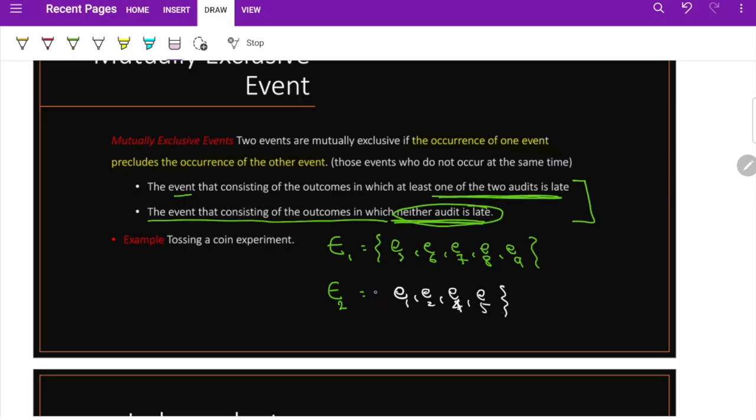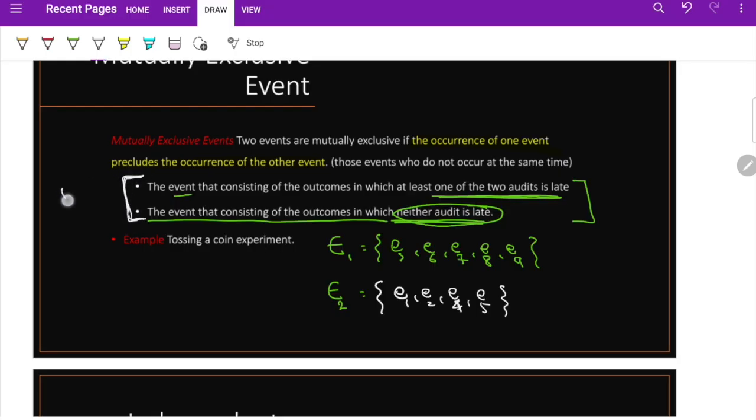So basically, E1 and E2, can they occur at the same time? They will never occur at the same time. Look at the elements. None of the elements of E1 is in E2, and none of the elements in E2 is in E1, right? So these two events are mutually exclusive, okay?